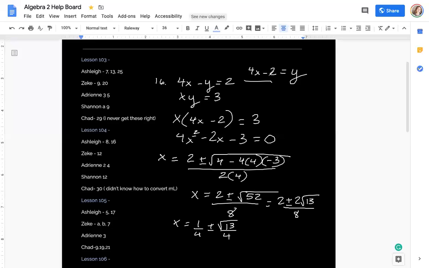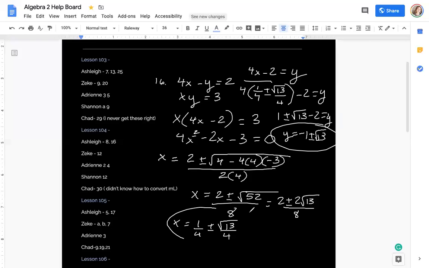Then you have to put it back up in here, which isn't very nice, is it now? And so you're going to put it in here, so it's going to be 4 times 1/4 plus or minus the square root of 13 over 4 minus 2 equals y. So we're going to get 1 plus or minus the square root of 13 minus 2 equals y. And so y equals negative 1 plus or minus the square root of 13. So sorry about that, but that's how it goes.